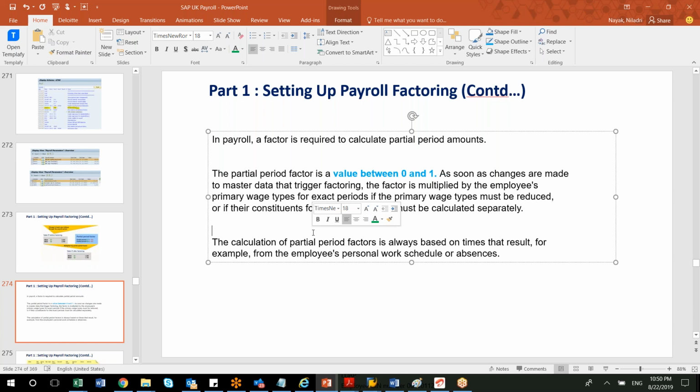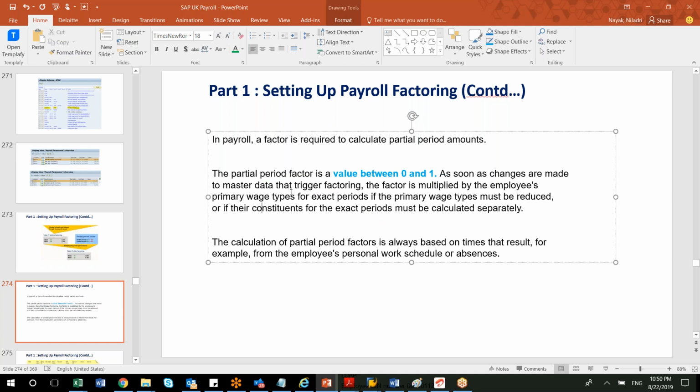Those kind of scenarios we do not support. For that reason, whatever the factoring, your wage type factoring, it is going to happen on a date basis, not an hourly basis. Even if the hourly calculation happens inside, mostly the date will be considered as the final, primary thing.